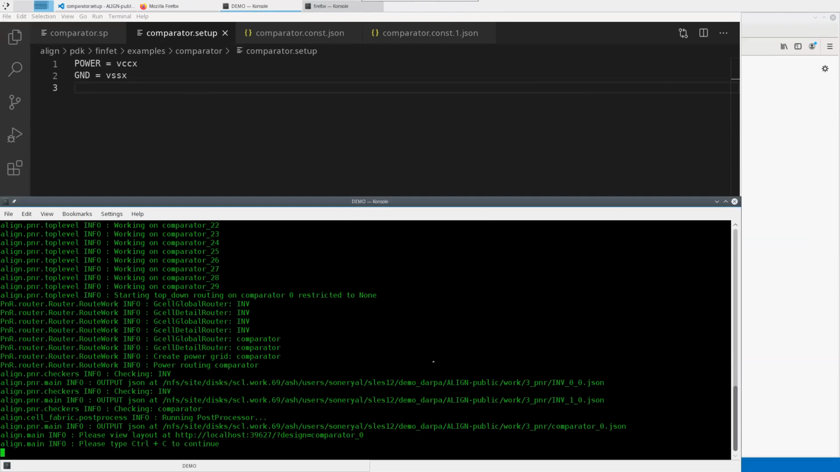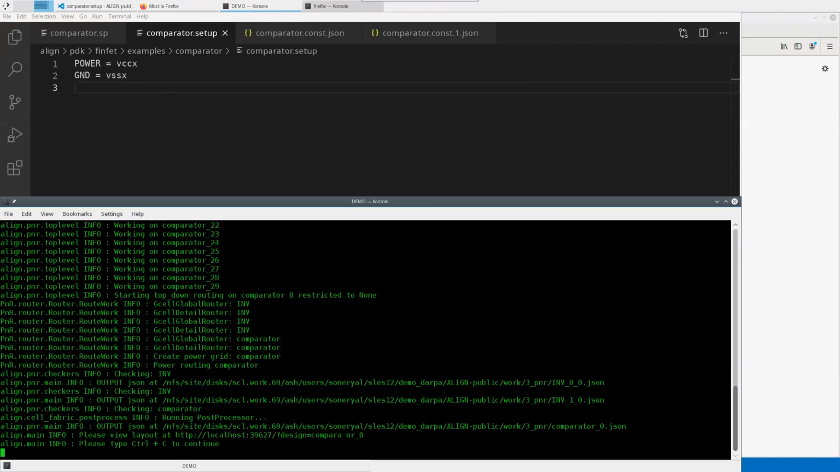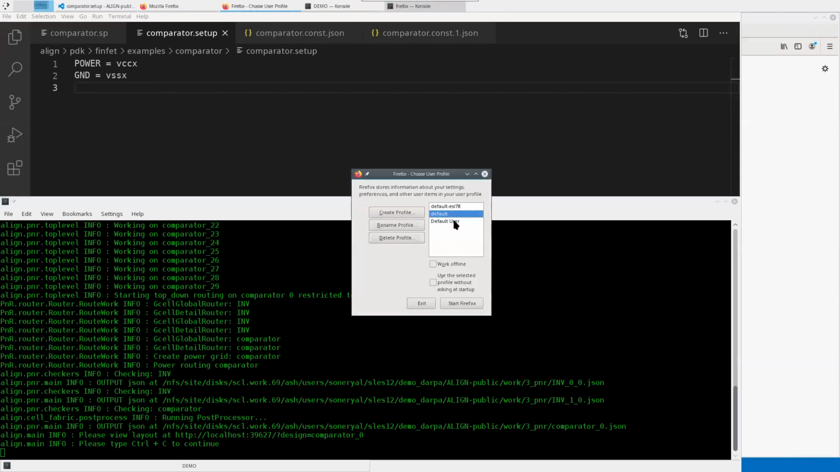Okay, I thought my Firefox was already open. Maybe not. Okay, sorry for this glitch.